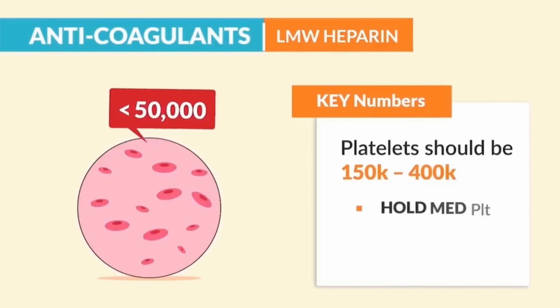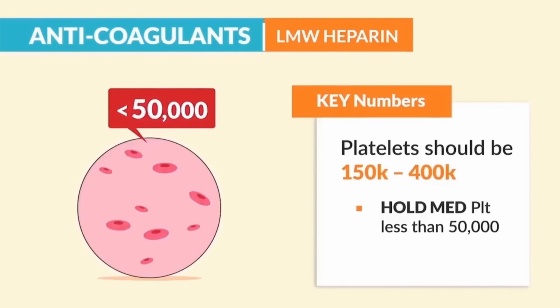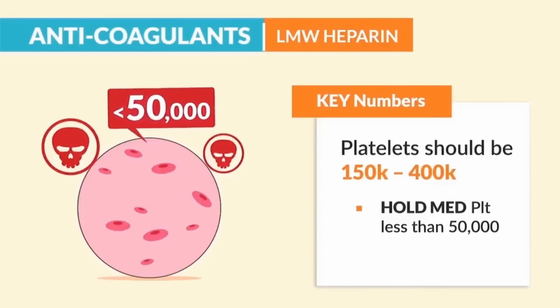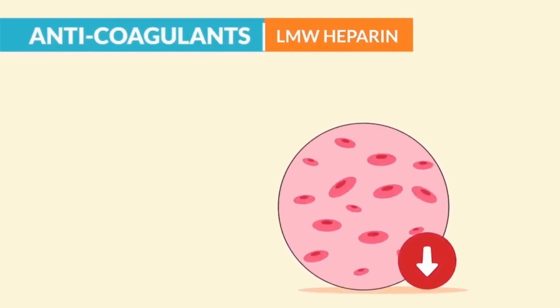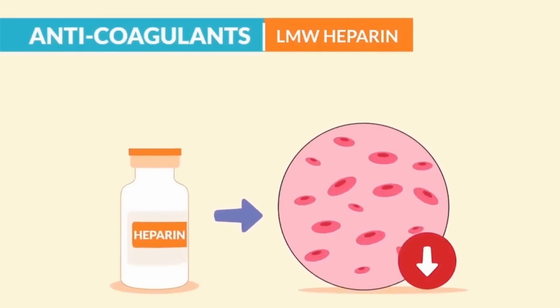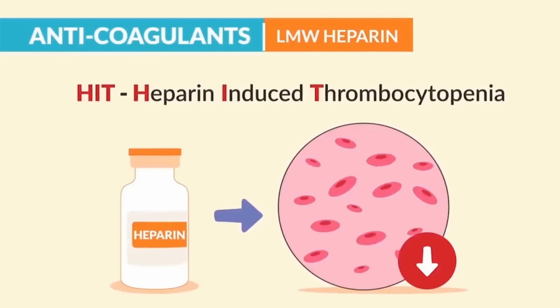And guys, we hold the med for any platelets less than 50. So less than 50 gets really risky. We hold really any blood thinner. Now, another risk is a deadly condition from any type of heparin. Now, this is called HIT, or heparin-induced thrombocytopenia.